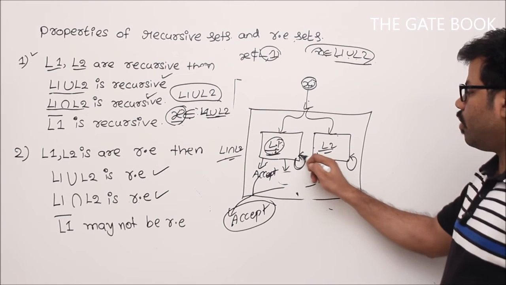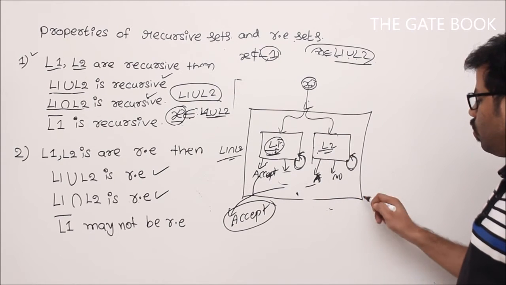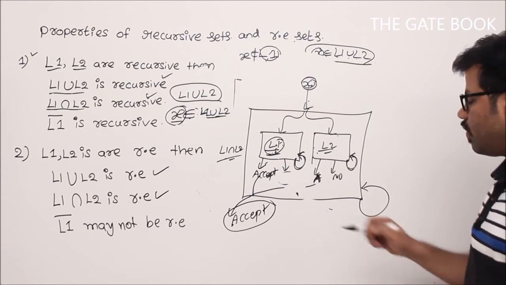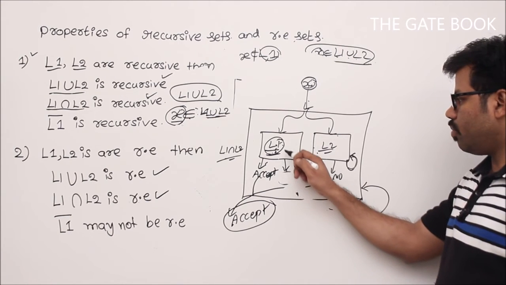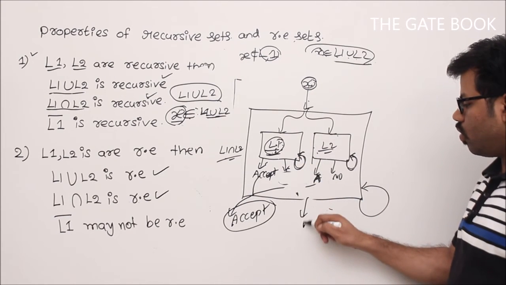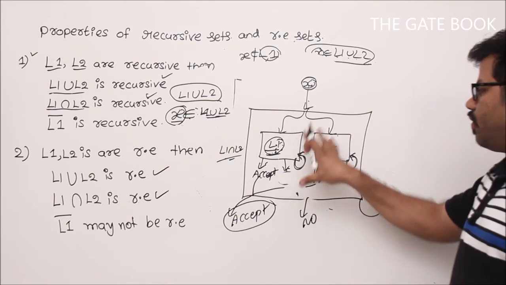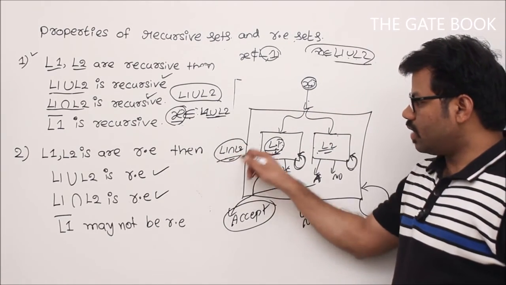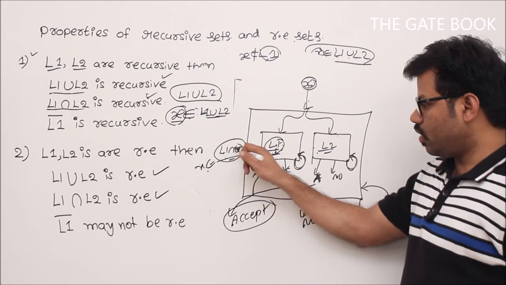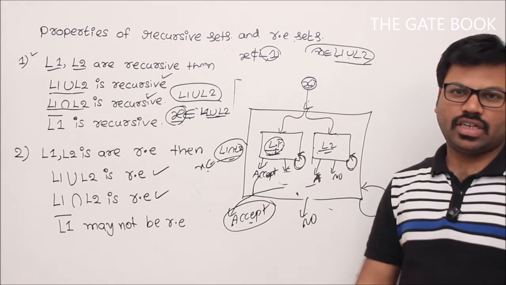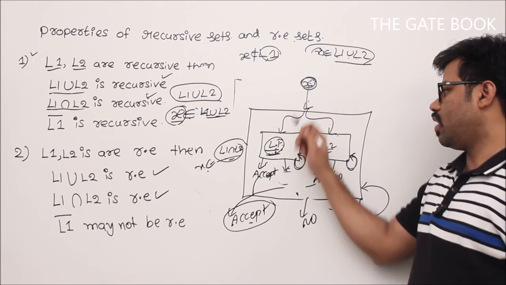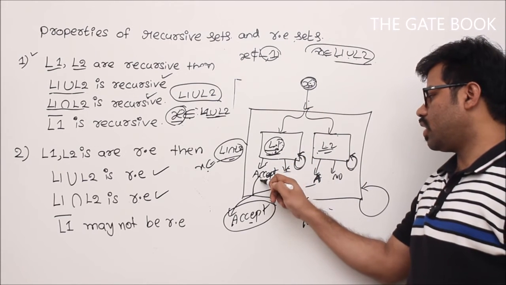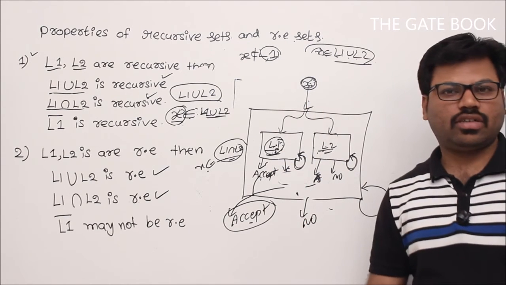If this Turing machine and this Turing machine are both in a loop, you also will be in a loop. Such a way I am constructing. If one of the Turing machines says no, then I will go to no. Such a way we have to plan, right? So then definitely, whenever a string belongs to L1 intersection L2, you will come to the accept state. Why? Because X belongs to L1 and L2. This will come to the accept state, and this will come to the accept state.